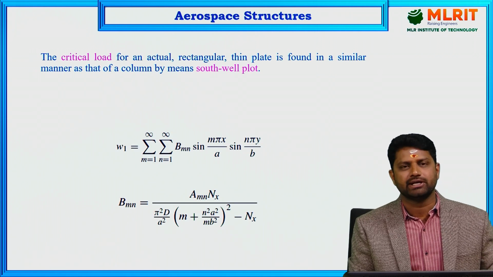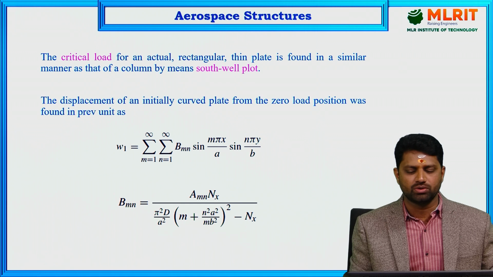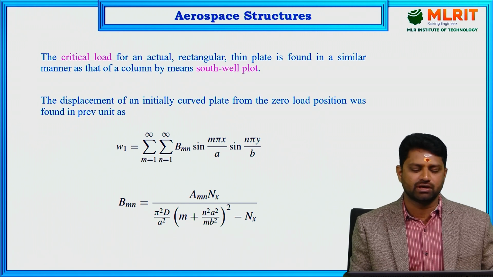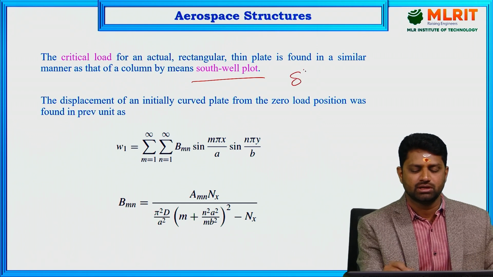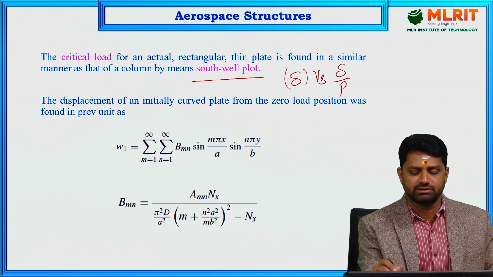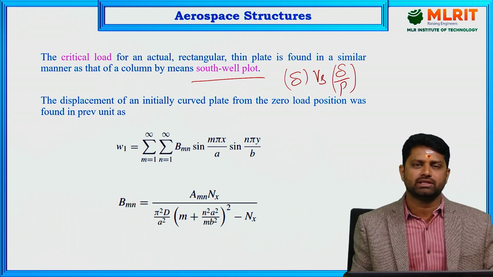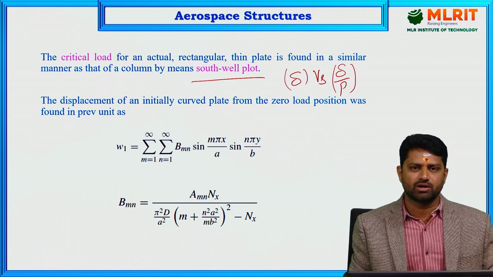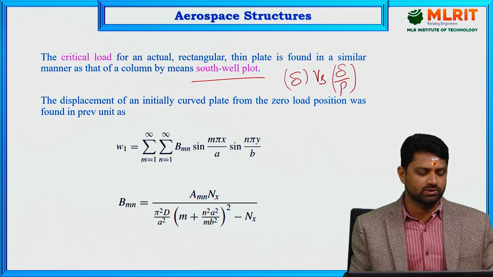The critical load for an actual rectangular thin plate is found in a similar manner to that of the column, by means of a Southwell plot. Just now we have seen the Southwell plot, that is nothing but the deflection plotted versus deflection by load. In the column we have used that Southwell plot, and the same concept we are going to extend to the thin plate also.